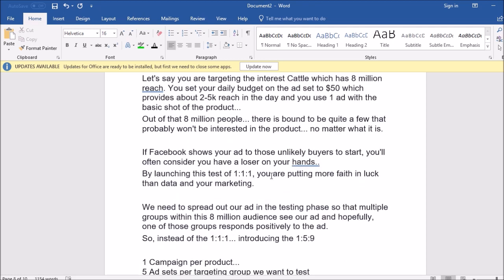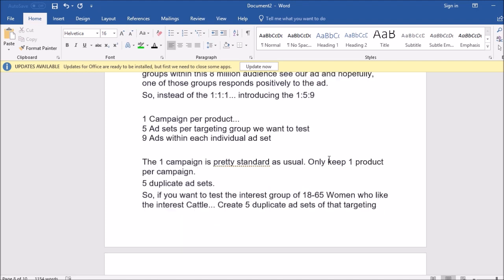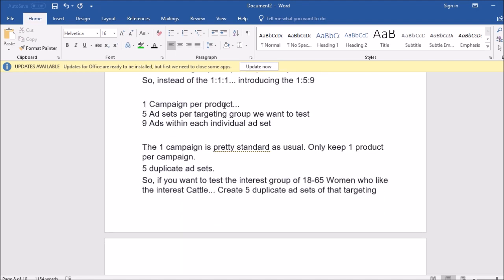By launching this test of 1-1-1, you are putting more faith in luck than data and your marketing. So very excellent points so far. We need to spread out our ad in the testing phase so that multiple groups within this 8 million audience see our ad, and hopefully one of those groups responds positively to the ad. So instead of the 1-1-1, introducing the 1-5-9. One campaign per product. You guys know what this means. 5 ad sets per targeting group you want to test. 9 ads within each individual ad set.